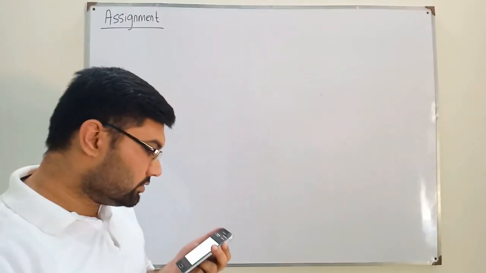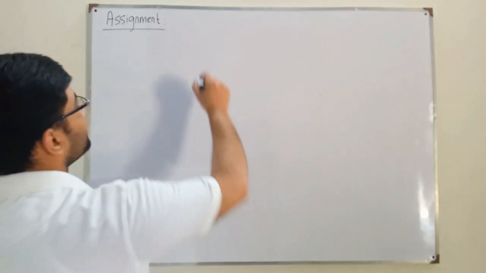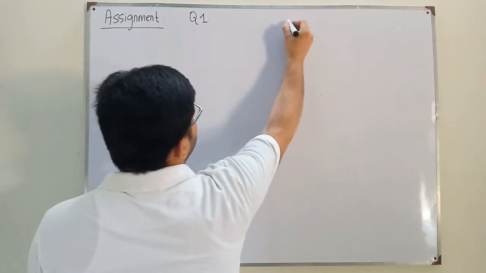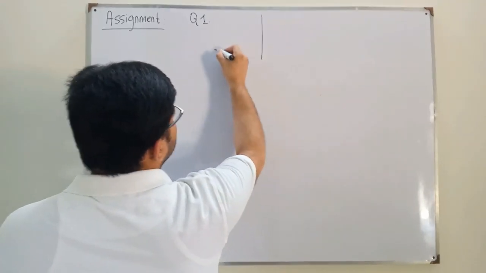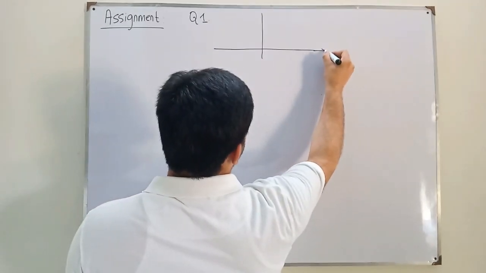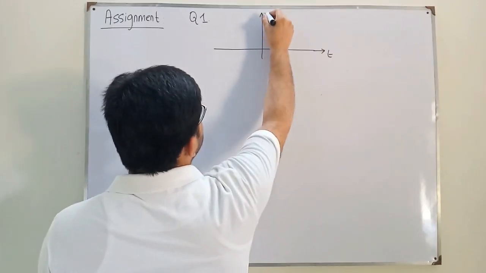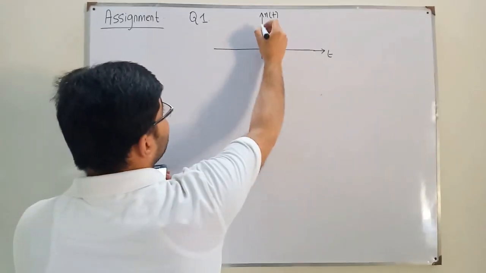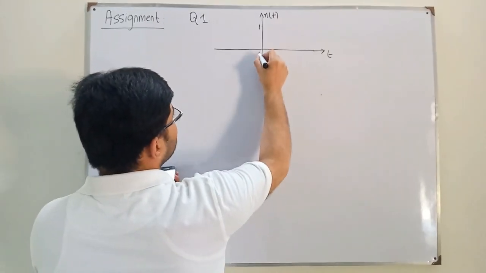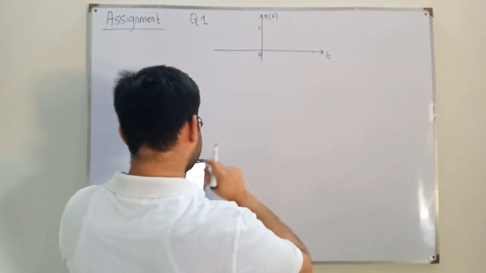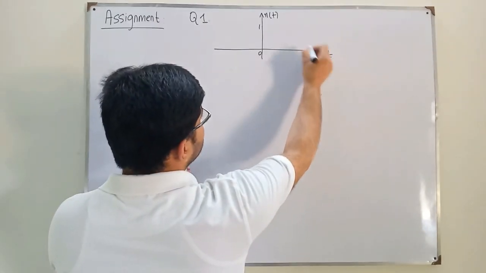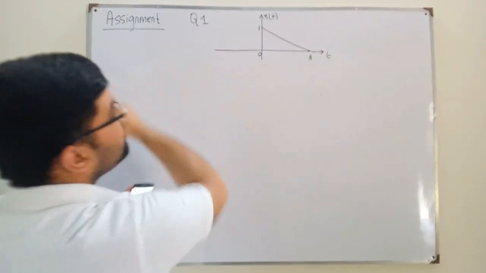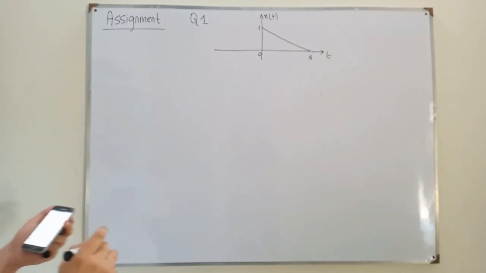So we have basically two questions. The first question is that we are given a function x of t. This is question number one. This is the time axis, and this is the x of t axis. It is 1 at 0, and then it decreases in a linear fashion till 3. It is 0 on the negative side. So this is your x of t.